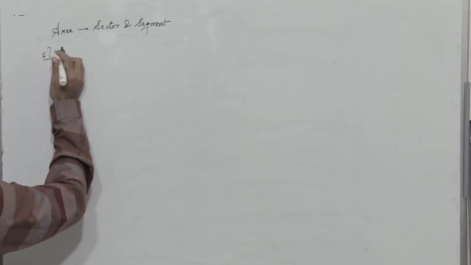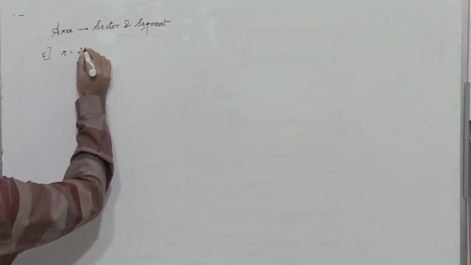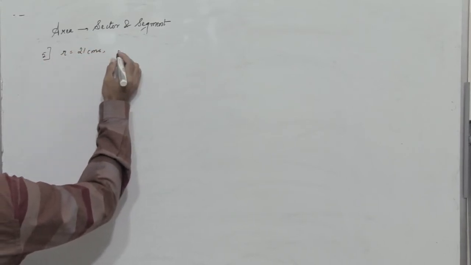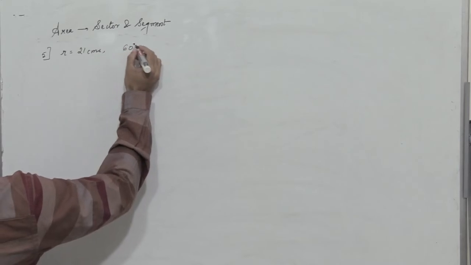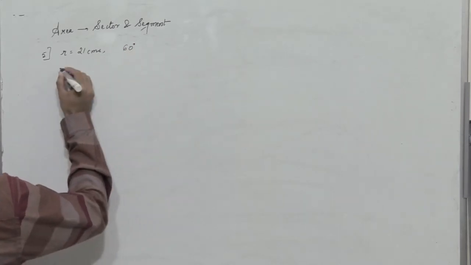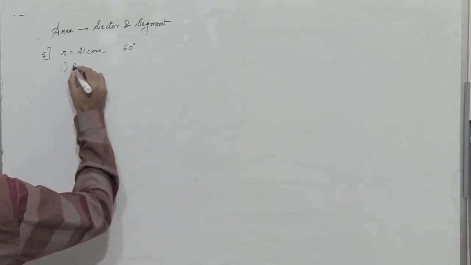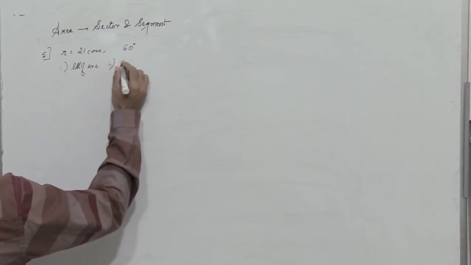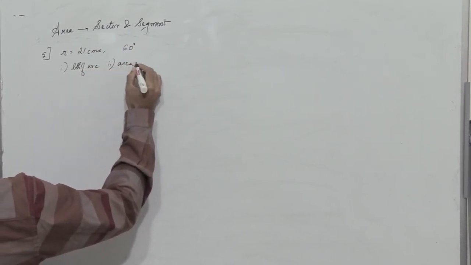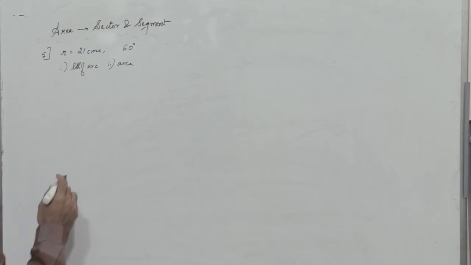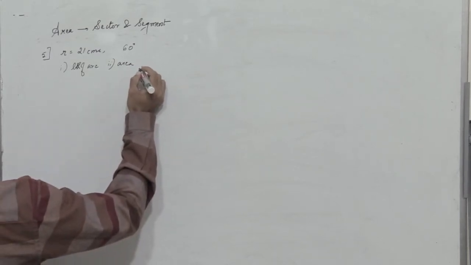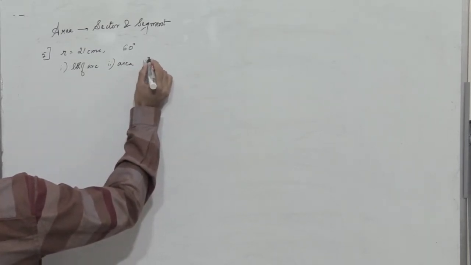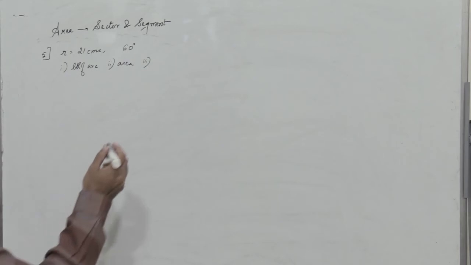Problem 5. In a circle of radius 21 centimeters, an arc subtends an angle of 60 degrees at the center. We need to find: 1, the length of the arc, 2, the area of the sector formed by the arc, and 3, the area of the segment formed by the corresponding arc. Right? So let us draw the diagram.